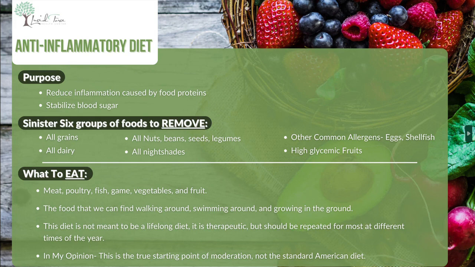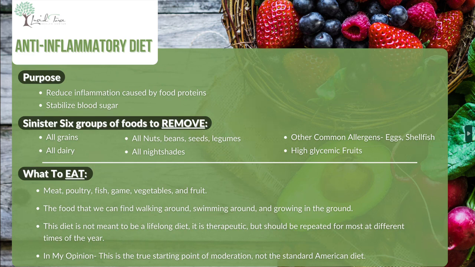You don't want to moderate away from the standard American diet and do a couple of things and say, okay, well, I'm doing a great job, and expect to have your health change from really sick to feeling really well. You want to moderate away from your starting point. And the starting point are the things that naturally grow in the ground or walk around.